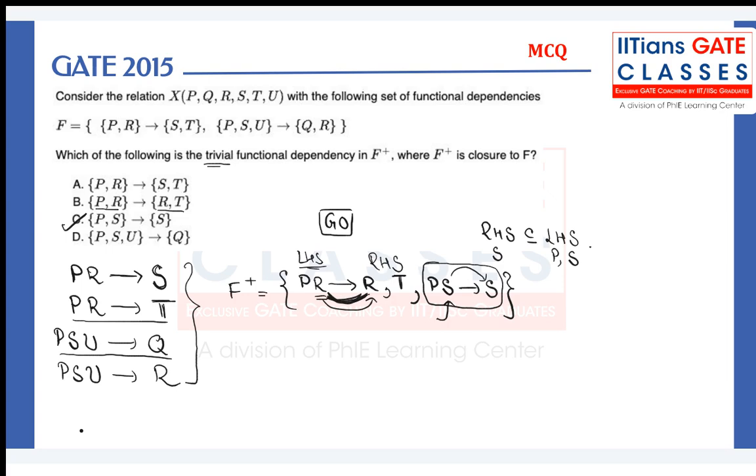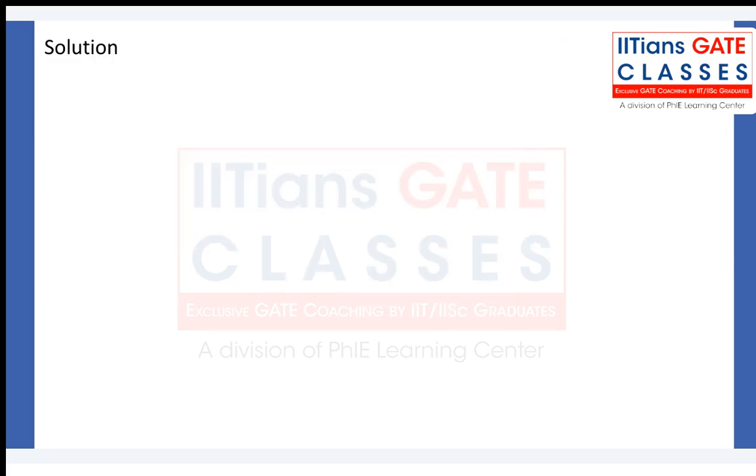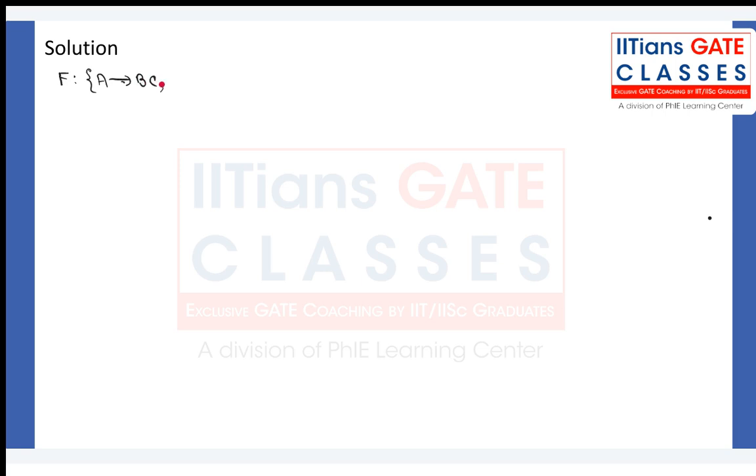Now, as I said, this closure may still not be very clear, so let's discuss it. Closure means like this. Let's take a set of functional dependencies: A derives BC, C derives D, D derives E. It's a very basic set of functional dependencies, and I want to calculate the closure of F.